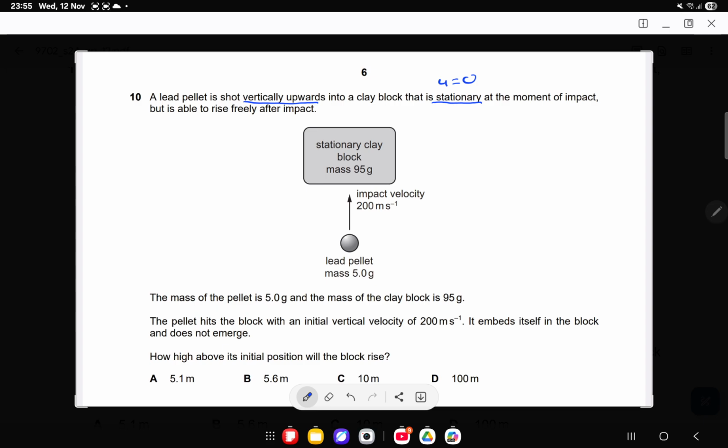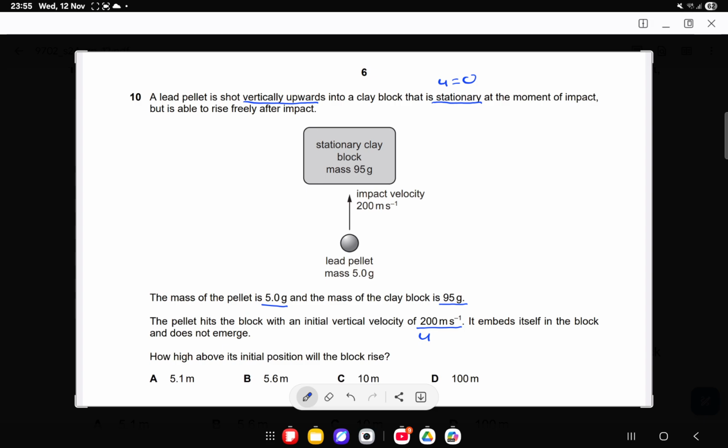The mass of the pellet is 5 grams, and the mass of the clay dough is 95 grams. The pellet hits the block with initial vertical velocity of 200 meters per second. So the initial velocity of the pellet is 200, as is stated. It embeds itself in the block and does not emerge. So, which means that after the collision, they are now moving with the same velocity, which is something very important.